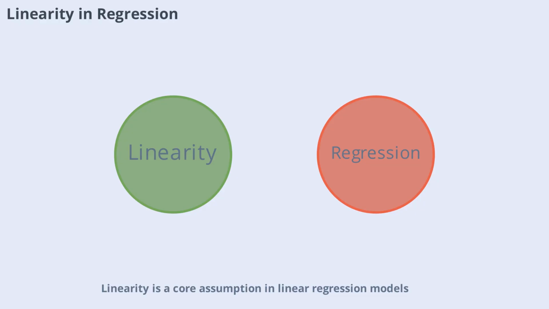Linearity is a core assumption in linear regression models. It means that the relationship between the input features and the target variable is expected to be linear. If this assumption is not met, the model's predictions may be biased or inaccurate. Detecting nonlinearity early allows data scientists to choose more appropriate models or transform features to better fit the linear assumption.